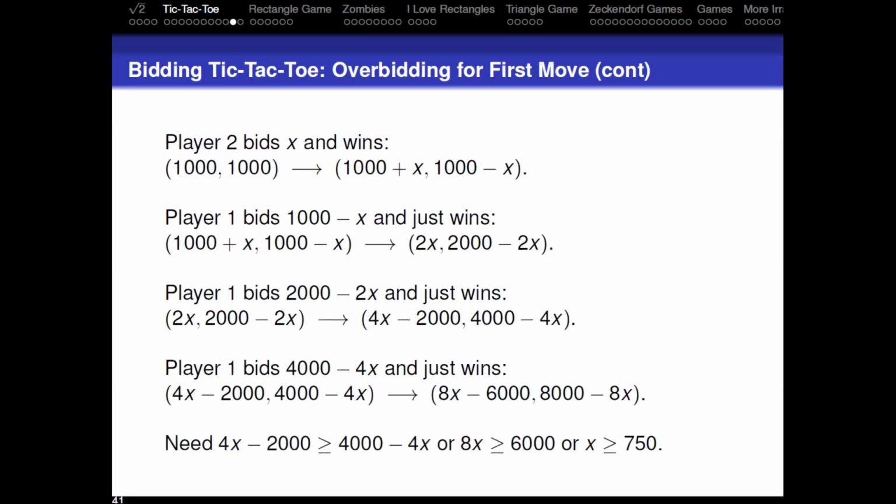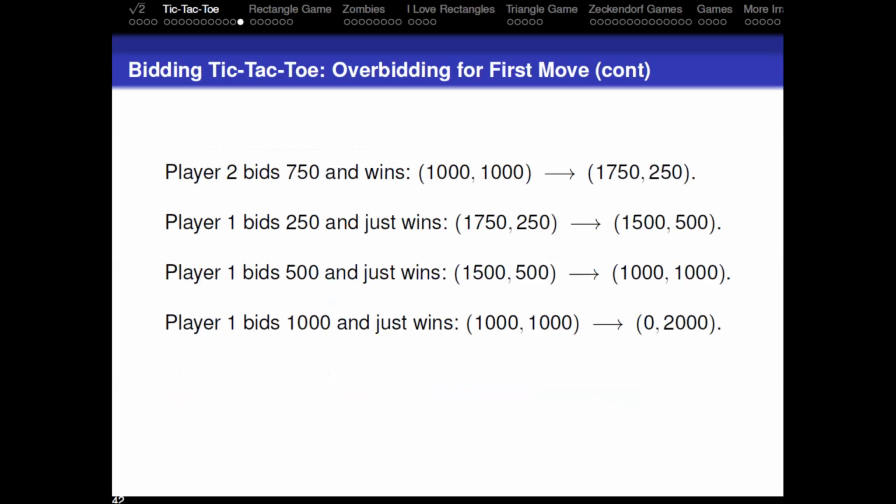And so now we can just analyze. We need 4X minus 2,000 to be greater than or equal to 4,000 minus 4X. We have to be able to beat their bid. So we get X is greater than or equal to 750. So if you bid 750 or more for the first move, we can prove to you that that's too much. We haven't proved what is the right opening bid yet. What's a good amount? And this is just going through those calculations again, but actually just using numbers to make it a little bit clearer.